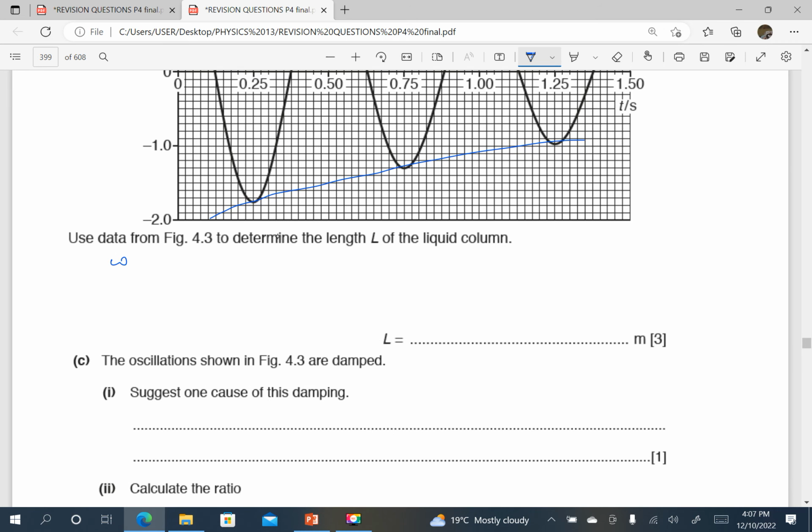So omega squared is 2g over L, but we can find omega. We know that omega is also 2 pi over T. So we're just going to equate these two equations so that we find L. So it will be 2 times 9.81 divided by L, that is omega squared. I'll also square this side, so this will be 2 pi over the period.